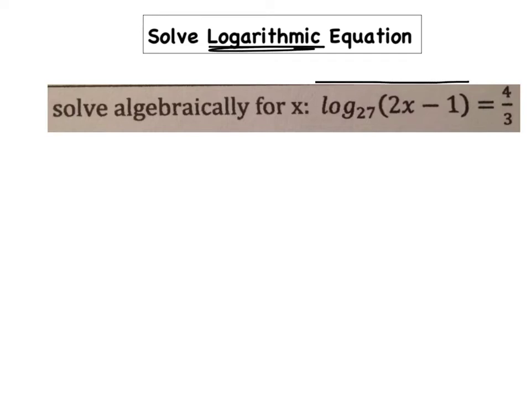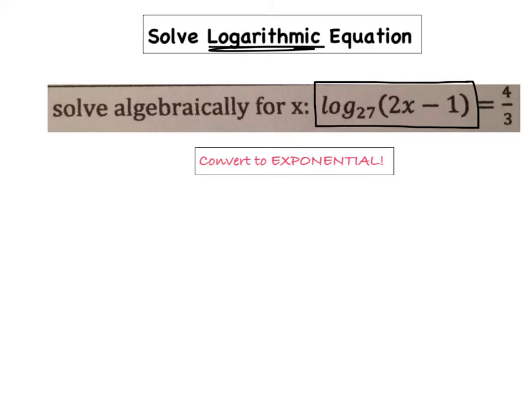There was just one single log term on this side. So I'm going to go ahead and convert it to exponential right away. And in order to convert it to exponential form, I'm just going to go around the world. So I'm saying 27 raised to the 4/3 power equals the quantity 2x minus 1.